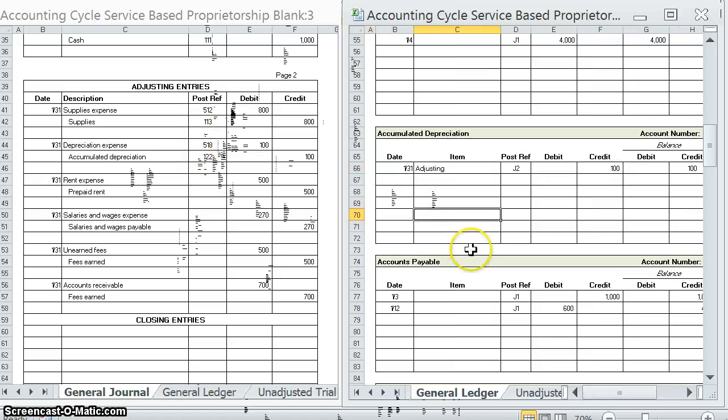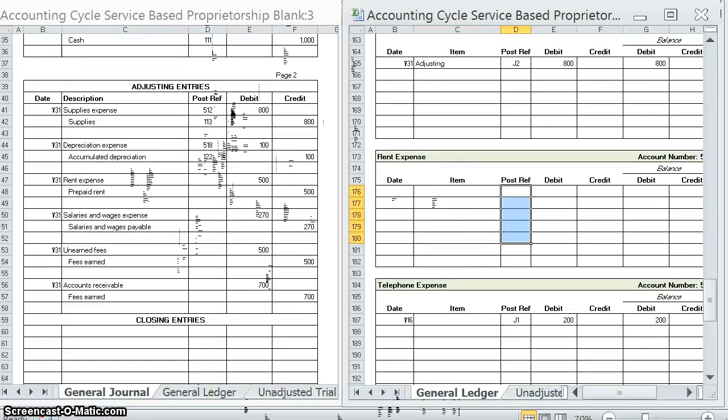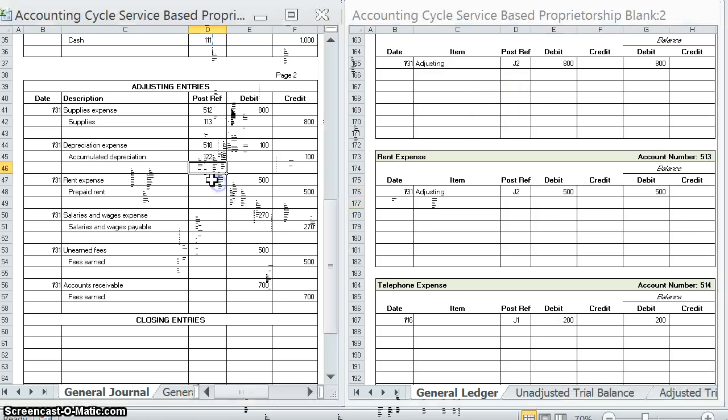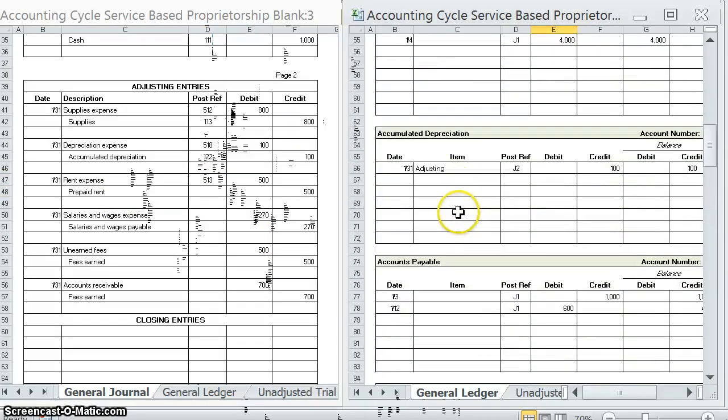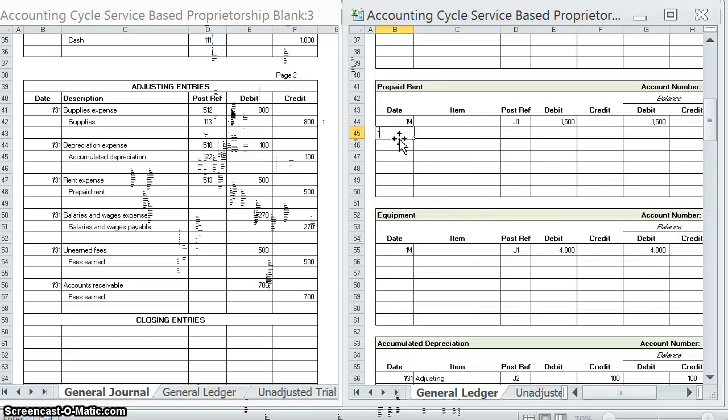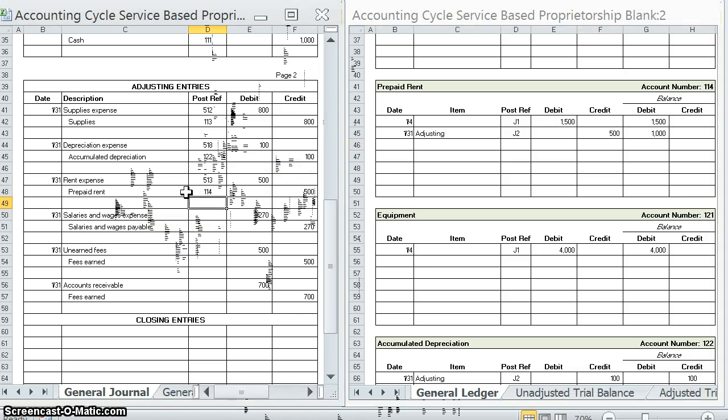All right, rent expense. So rent expense on January 31st, adjusting entry, second page of the journal. Let's see, we debited it for 500, so we have a 500 debit balance. Posted. Good. Prepaid rent. Remember, this is the one where we paid for 3 months in advance. Second page of the journal. And what we did to prepaid rent was we credited it for 500, which means that we're left with 2 more months, $1,000. Posted.